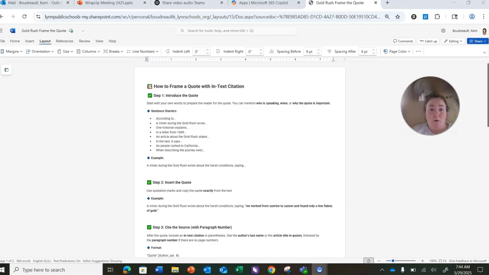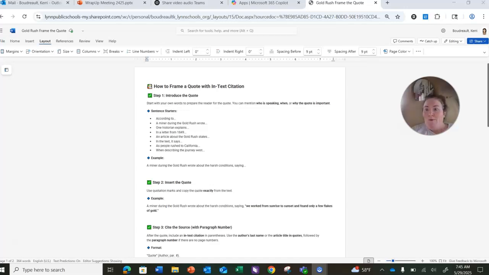"A miner during the Gold Rush wrote" if you're using a primary source, right? "One historian explains" if I'm using a secondary source. Explicitly naming where it comes from when describing the journey west. An example I might use: a miner during the gold rush wrote about the harsh conditions, saying. Then I put in my quote or my paraphrase.